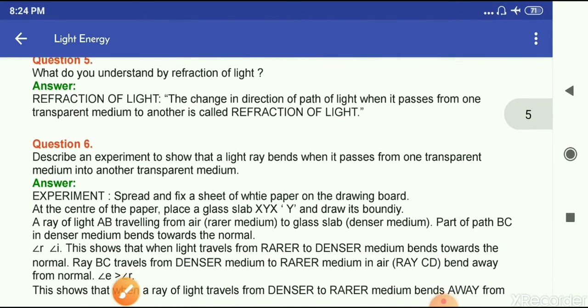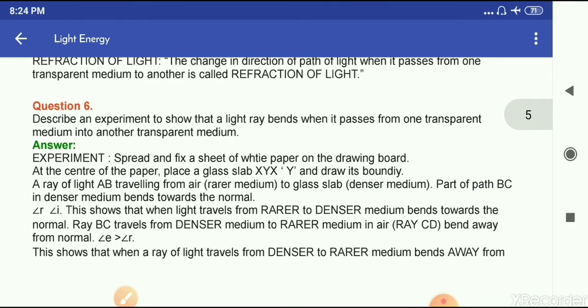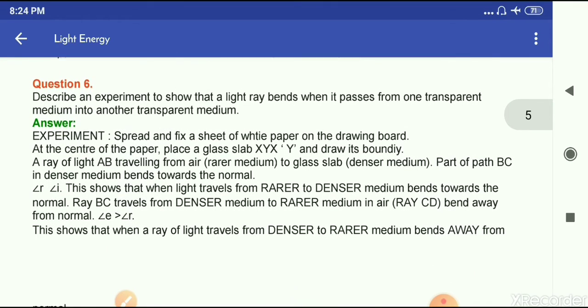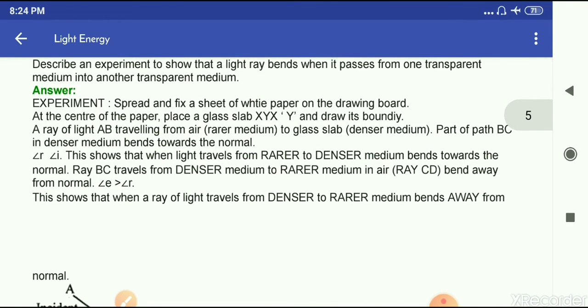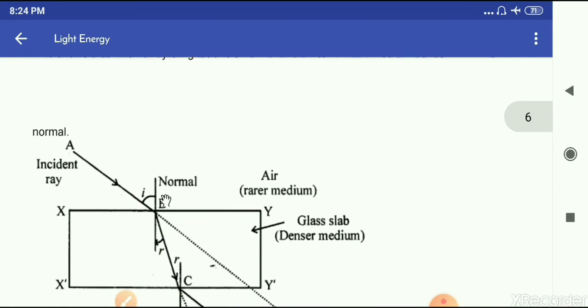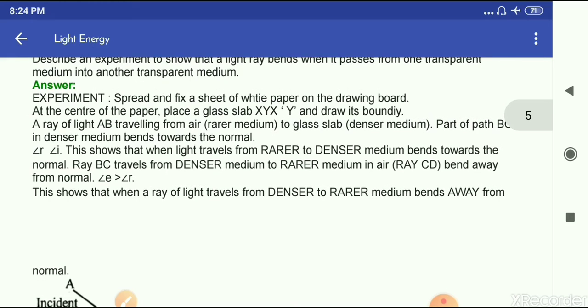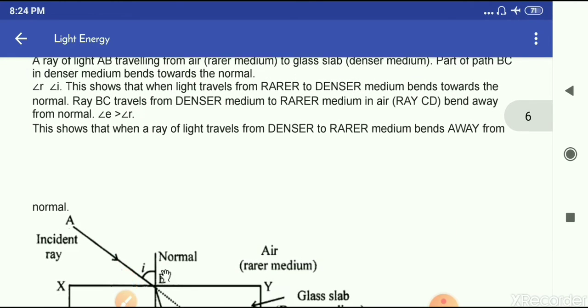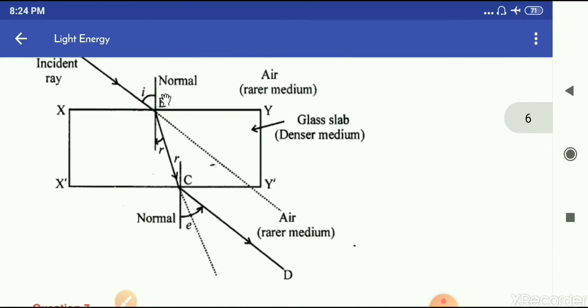Question number 6. Describe an experiment to show that a light ray bends when it passes from one transparent medium into another transparent medium. So the experiment is given here. You can see here and you have to draw this diagram also. So you can take the screenshot and then you can complete this answer in your notebook and you have to draw the diagram also.